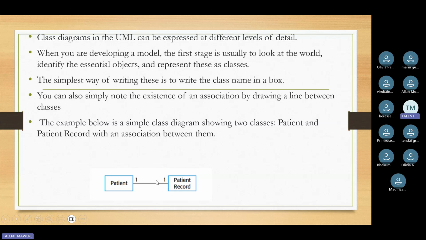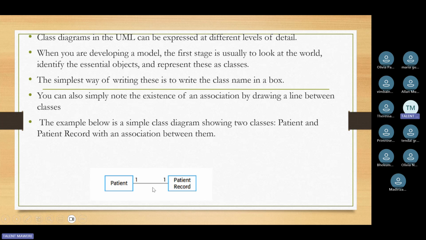The association is that there is a relationship between a patient and a patient record. You can simply note the existence of an association by drawing a line between the classes. So if there is a relationship that exists between two entities, you represent that with a line. We will talk about cardinality later on, this one-to-one. Cardinality usually refers to the type of relationship that exists between entities.